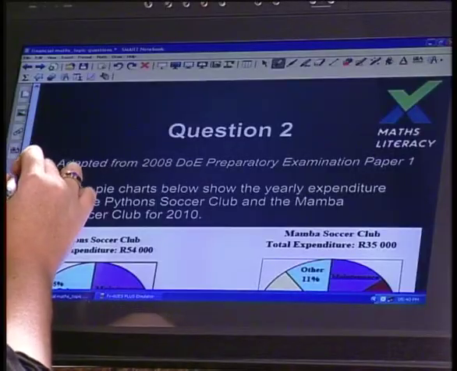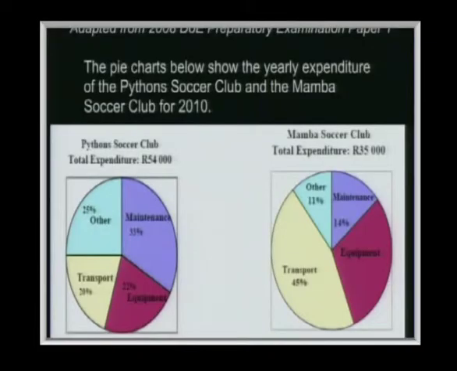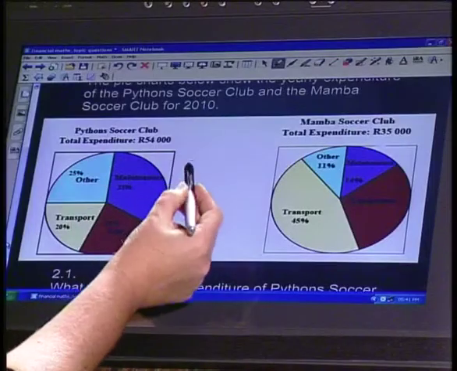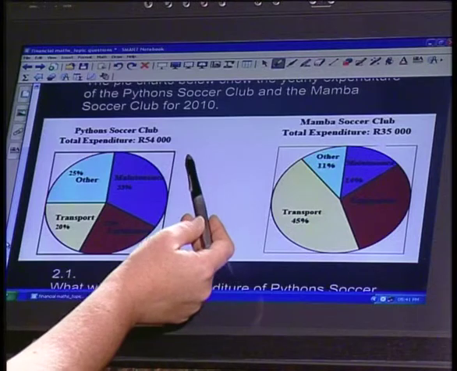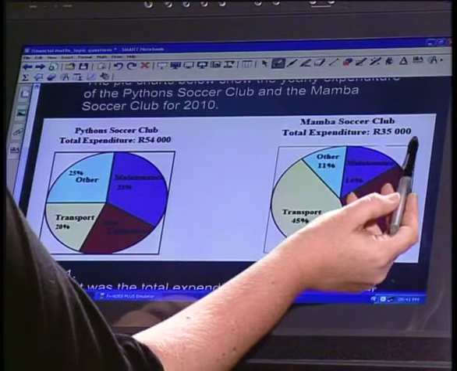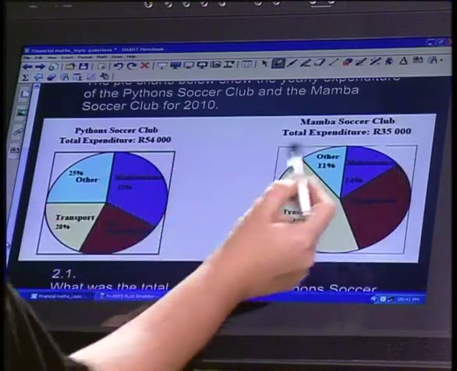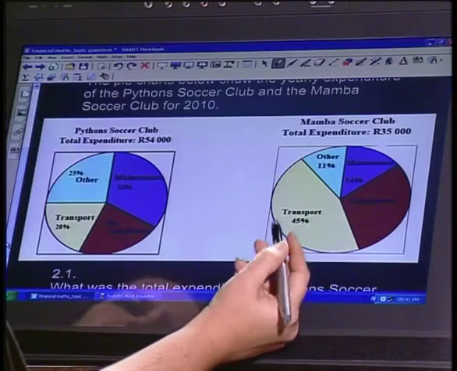We're now going to look at question 2, and this focuses mainly on graphs and pie charts. So let's see what we can do. Question 2. The pie charts below show the yearly expenditure of Python Soccer Club and Mamba Soccer Club in 2010. You can see that the Python Soccer Club has got a total expenditure of 54,000, whereas Mamba has got an expenditure of 35,000. And this pie chart basically shows the breakdown of their expenses.